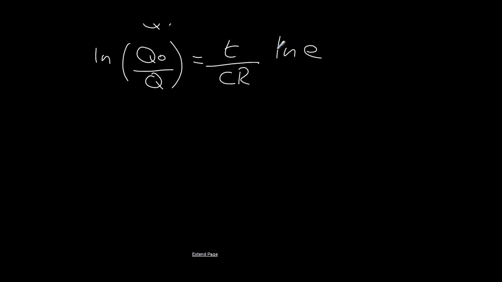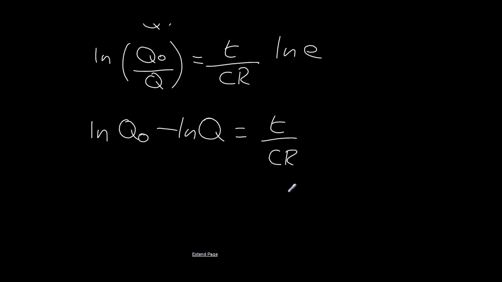And again, using the rules of logarithms, well, this is base e, so what this part here is now actually asking is, what number do I need to multiply e by in order to get e, and of course the answer to that is 1. And again, if we look at our rules of logarithms, the quotient rule, then if we've got a division inside this, then that's the same as just subtracting the two individual logarithms. So ln Q naught minus ln Q equals t over CR.